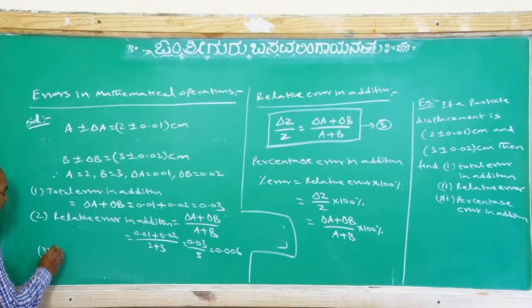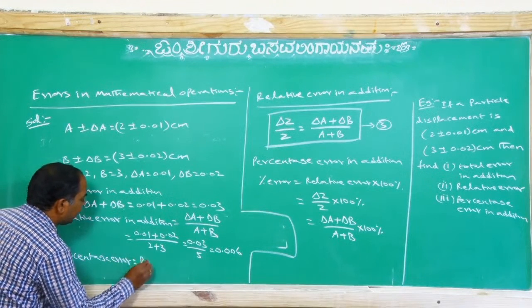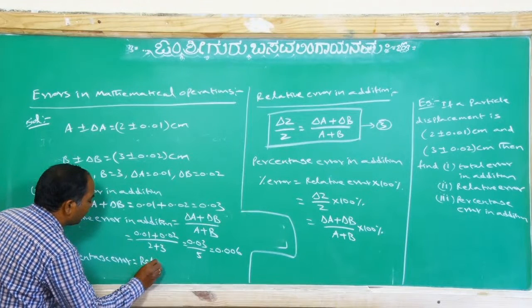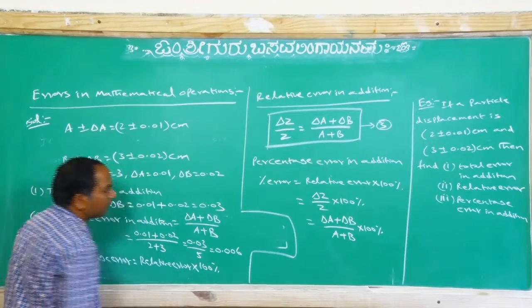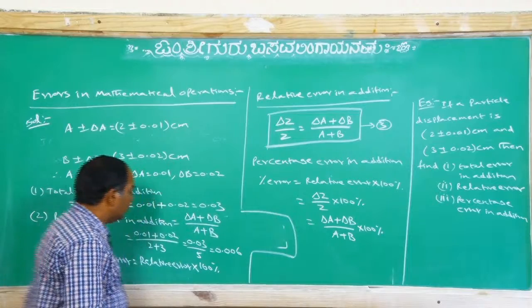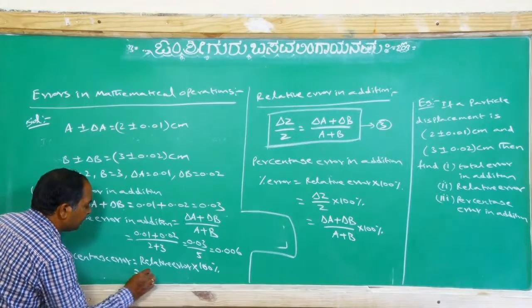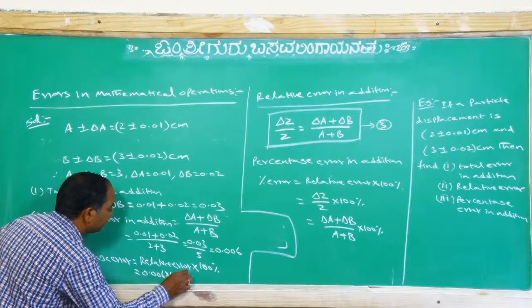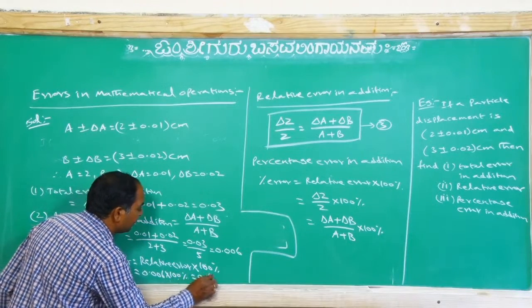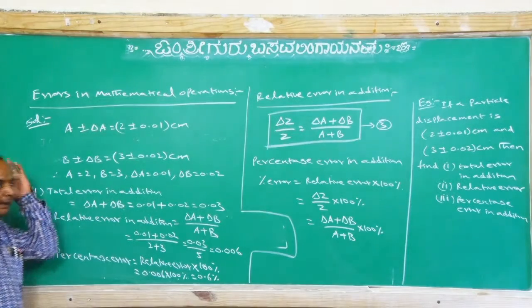Next, the third one, percentage error. What is the formula? Percentage error is relative error into 100%. What is the relative error? The relative error is 0.006 into 100%. So 2 places gone, 1 place remaining, so 0.6%. Okay, so like this we should do.